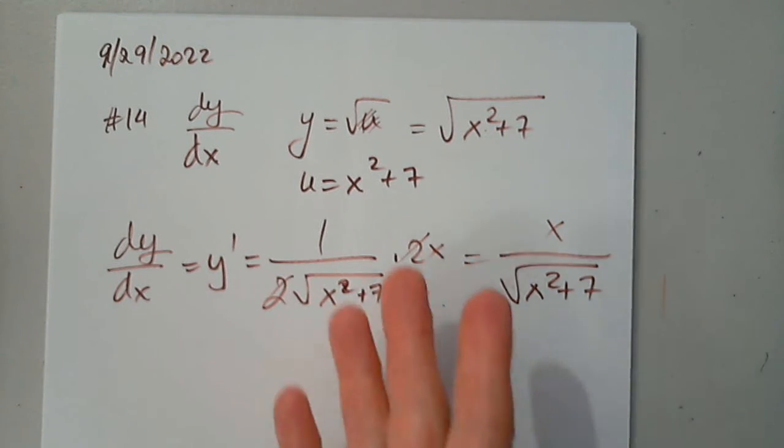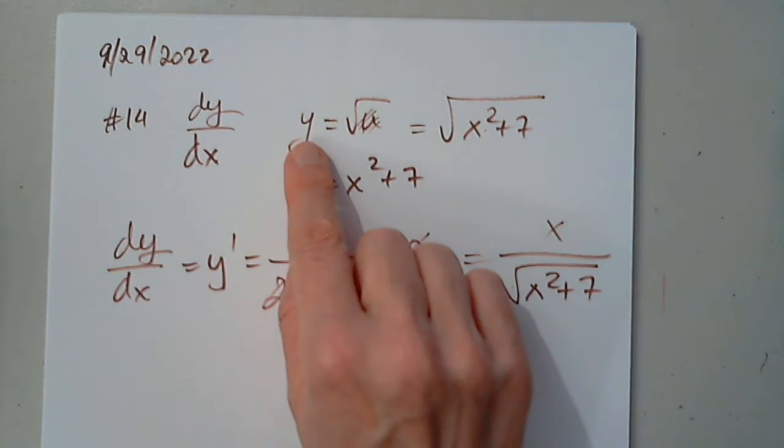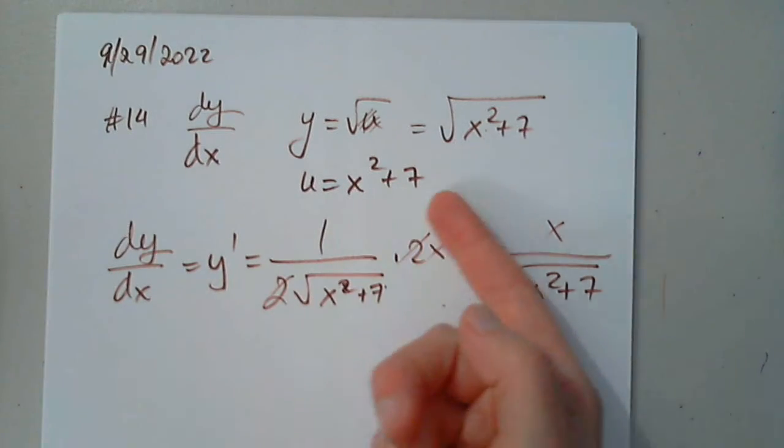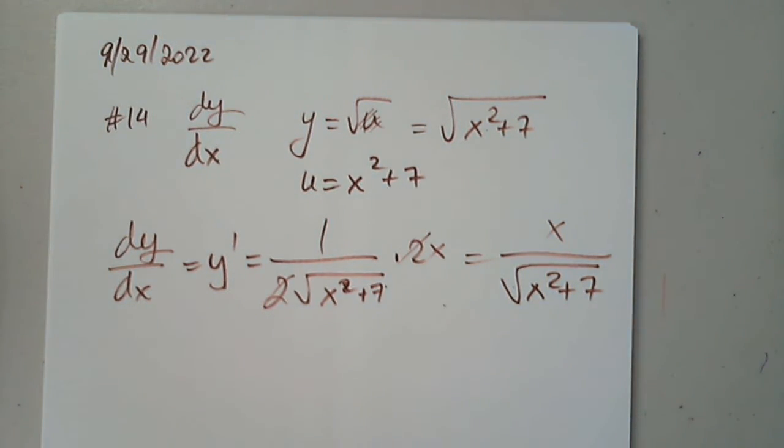So basically, this is just a substitution. It tells me that y equals the square root of u, and I'm given u. All I have to do is plug it in. That's it. There is nothing else to it. Is this okay?